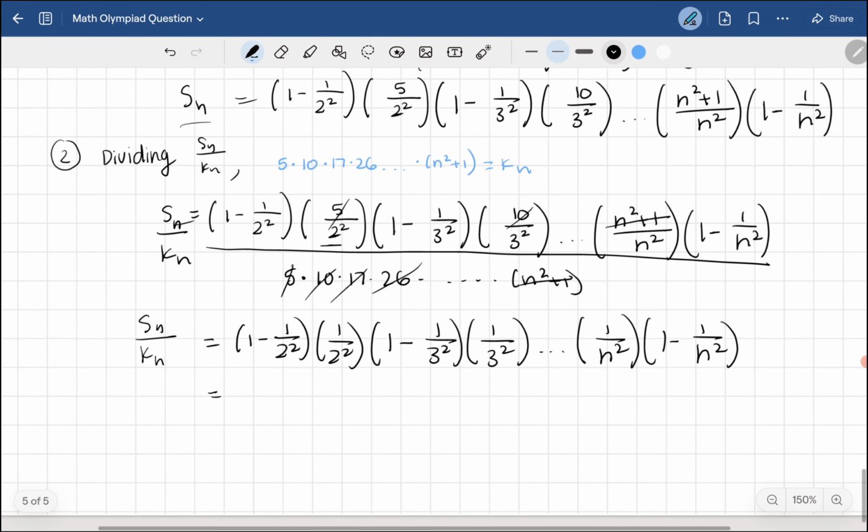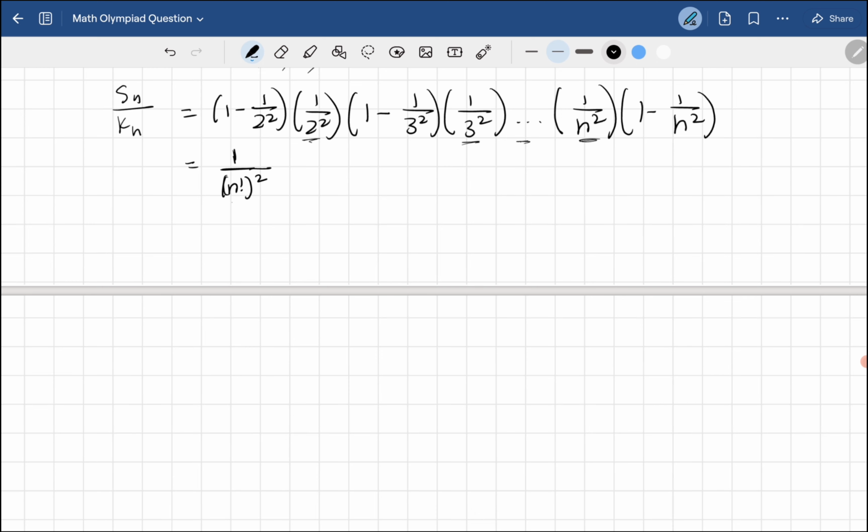All right, so this is Sn over Kn. In order to simplify this a little bit more, we can also introduce factorials, because what we're going to see over here is that we're going to have 2 squared, we're going to have 3 squared, the next term will be 4 squared, and it'll go all the way up to n squared. So we can rewrite this. We could say that 1 over n factorial squared.